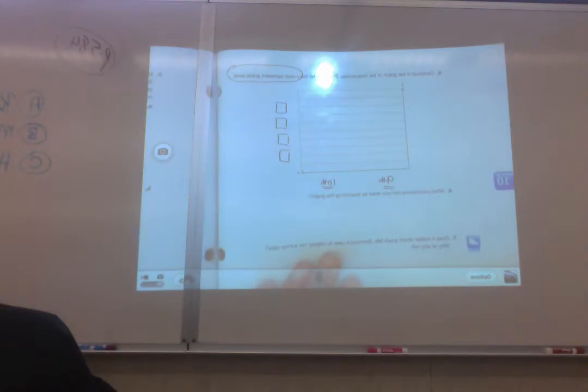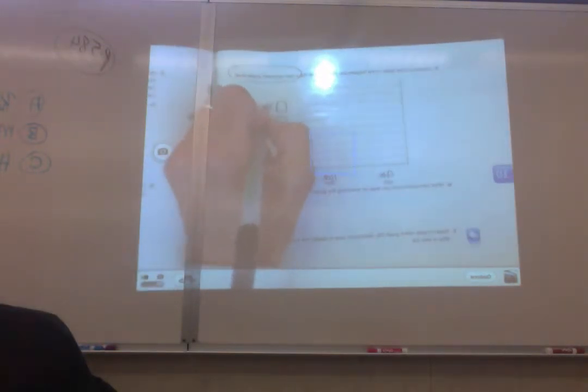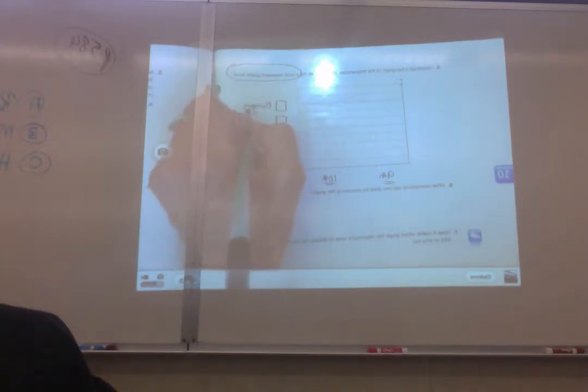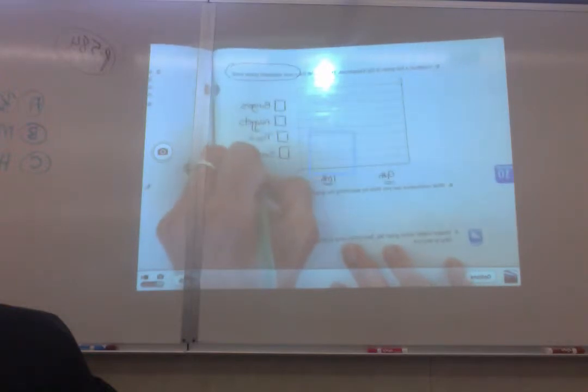Let's keep doing food in the order that they're in that chart. So burgers, nuggets, pizza, salad bar.